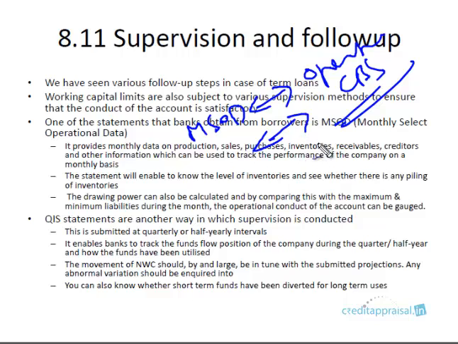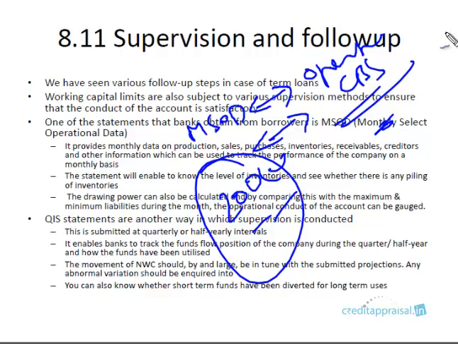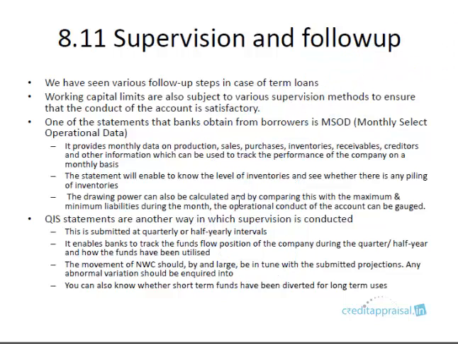Okay, so MSOD gives a very rosy picture, right? Sales are, say, two crores, whereas in your credit submissions, in the account, there are no credits. So either this is bogus or maybe the operations are being routed elsewhere. So you should always compare the MSOD with the operations of the account.